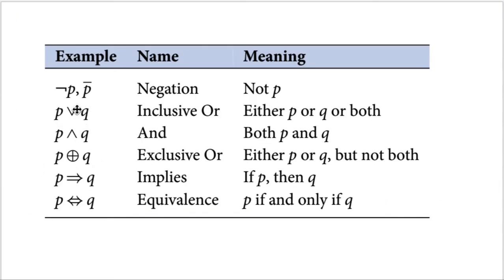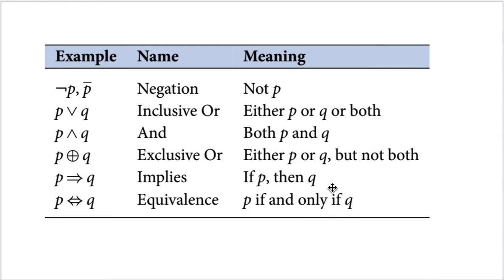A few more operators that we can talk about are exclusive or, implies, and equivalence, where this is P XOR Q. That is either P or Q but not both. P implies Q is if P then Q. So if P is true, then Q is also true. This is equivalence: P if and only if Q, which can also be stated as if P then Q and if Q then P.